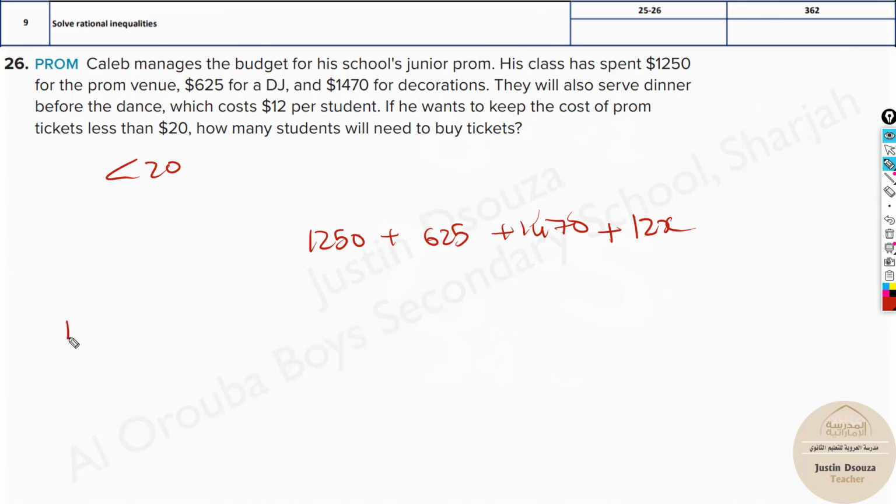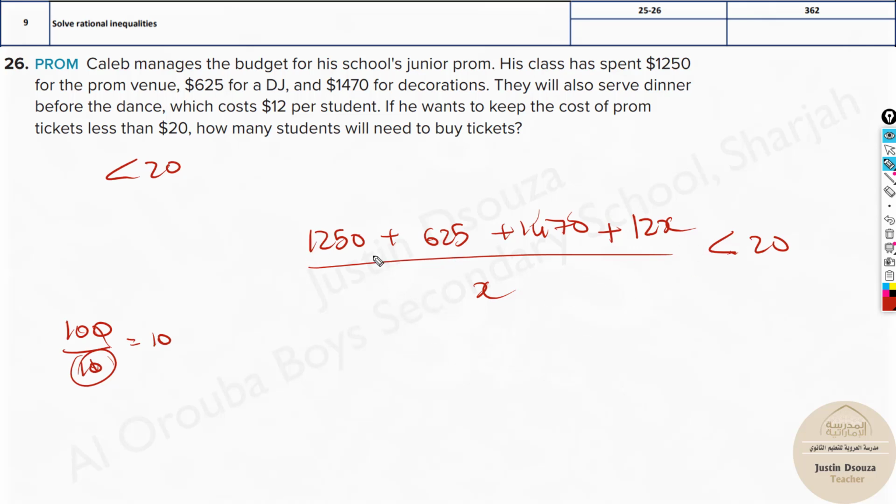Now, before we write the inequality, let's understand this. If you as a group spend $100 and there are 10 students, how much will each student pay? It will be 10, right? So you have to divide by the number of students. So here, the number of students we don't know. Let's take it as x because we have taken it already as x. This must be less than 20. So that's the inequality. Now we can easily solve it.